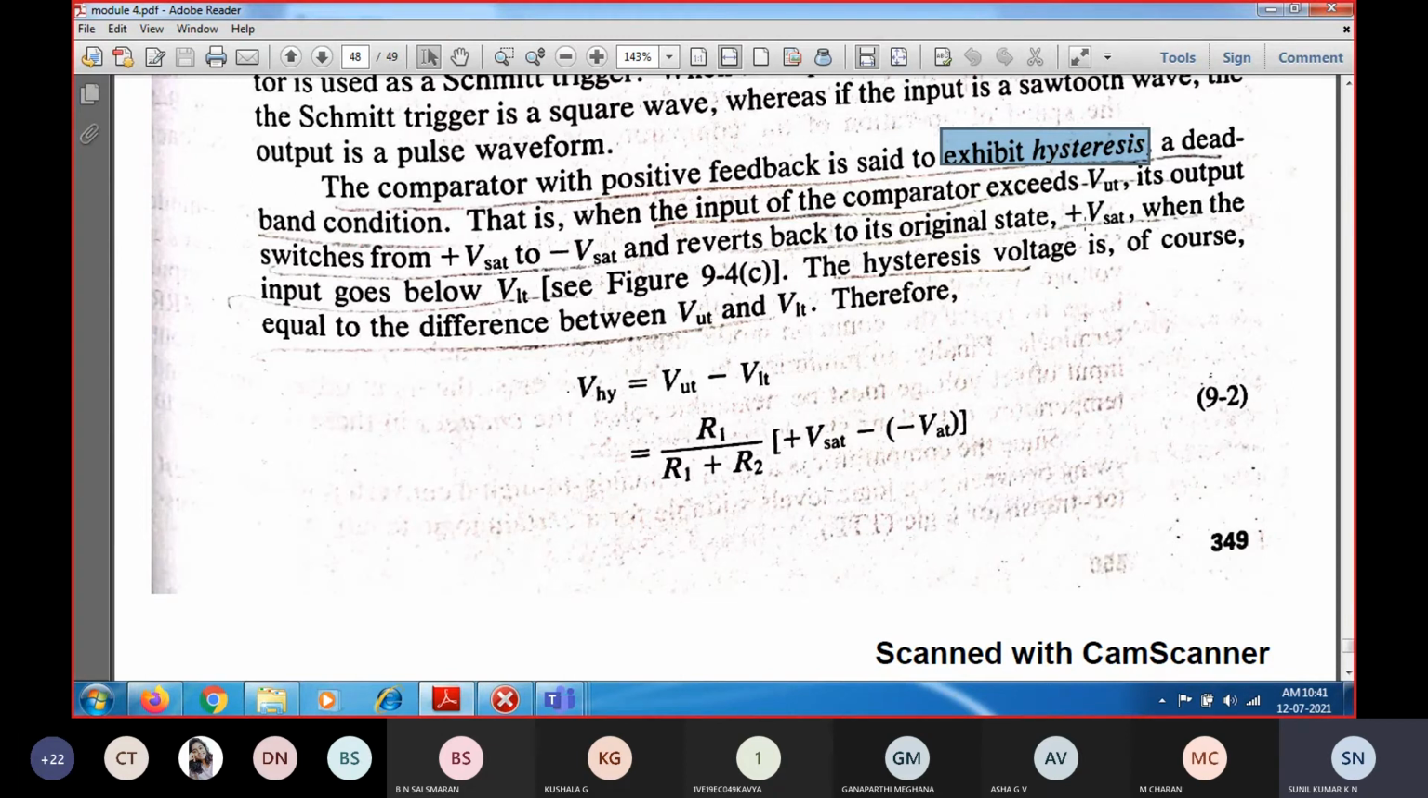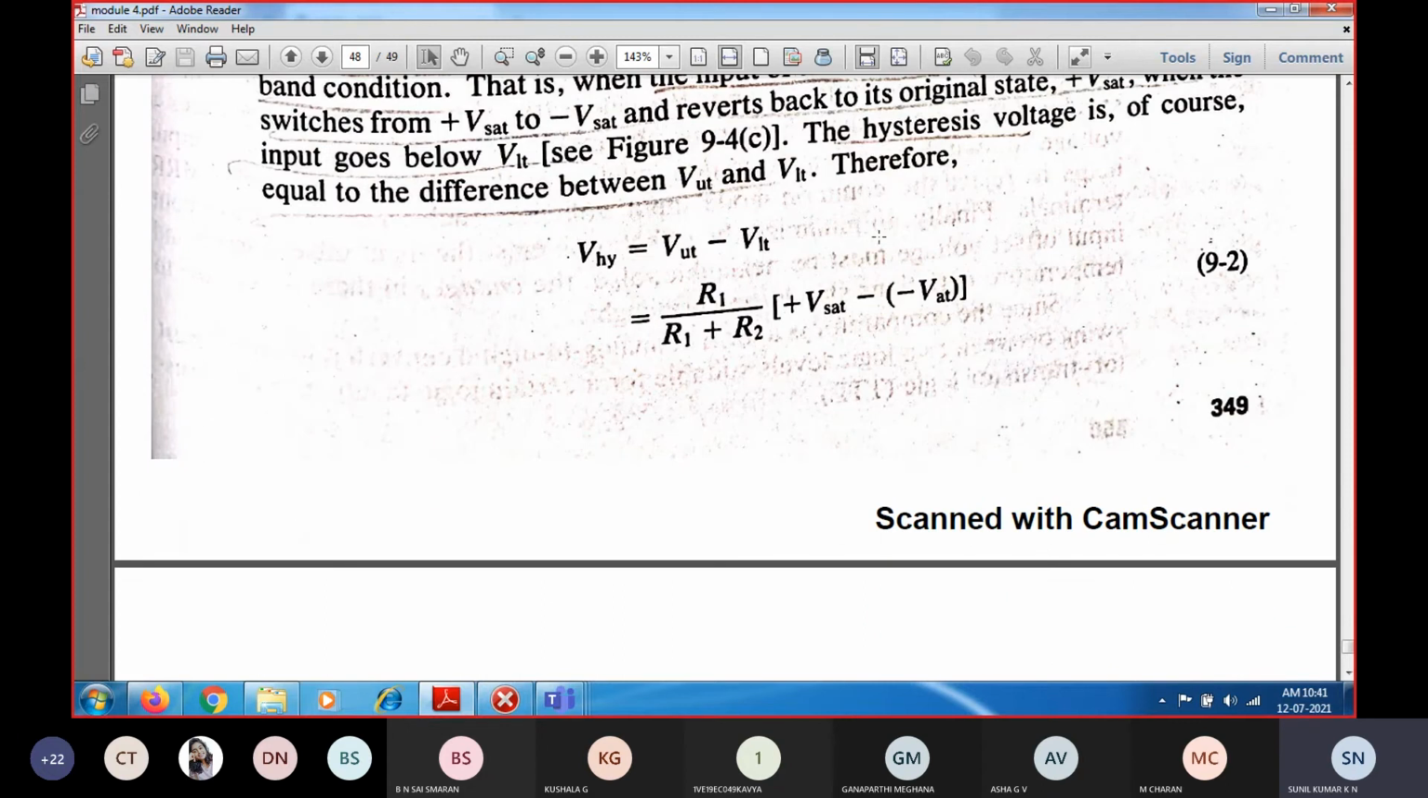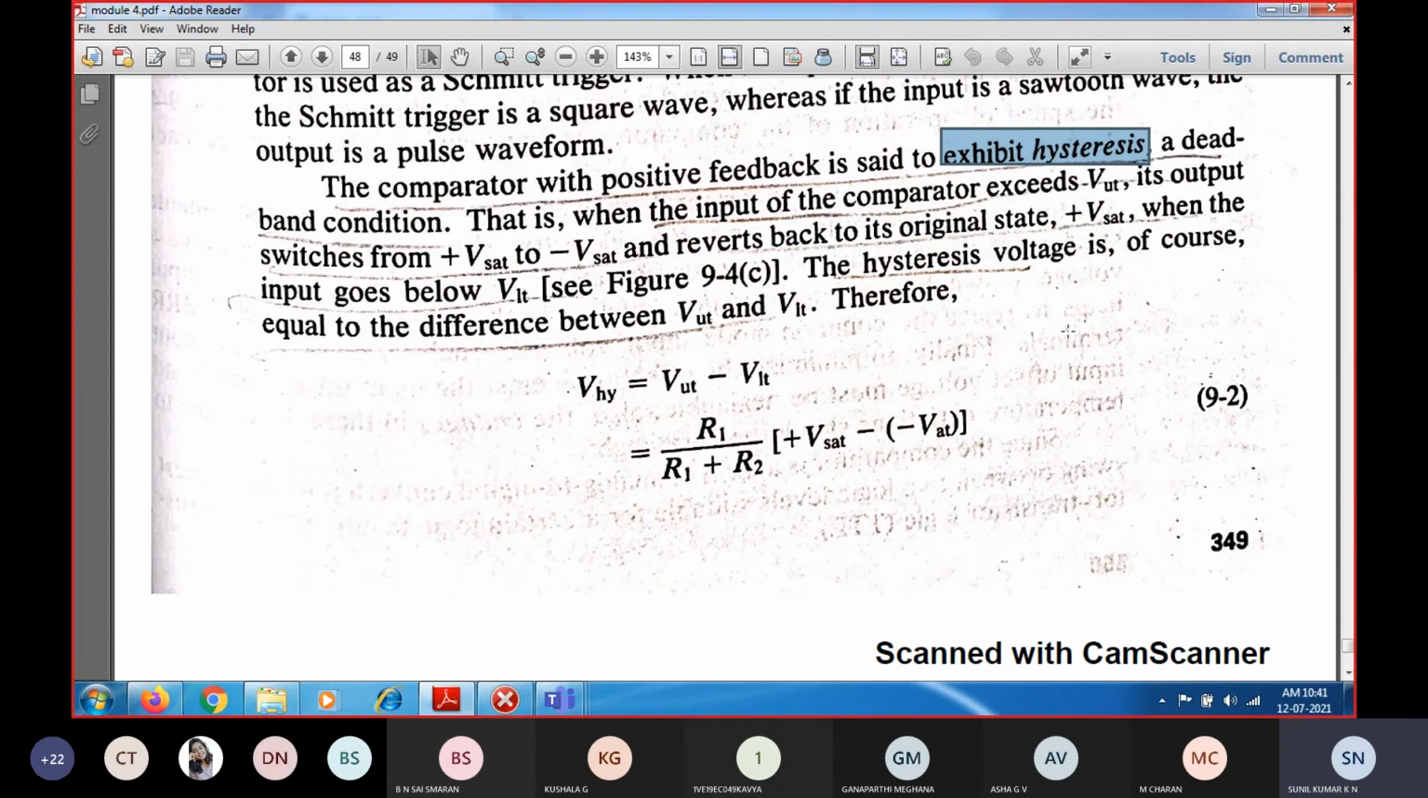The same thing applies for the upper trigger point and the lower trigger point. In this case they will be 0 only. So the upper trigger point as well as the lower trigger point for a zero crossing detector is 0, whether it is VUT or VLT. Hysteresis is nothing but, whenever the input to the comparator exceeds VUT, its output switches from its original state from positive to negative. Hence the difference between the upper trigger point and the lower trigger point is called the hysteresis. Therefore, V hysteresis will be equal to VUT minus VLT.